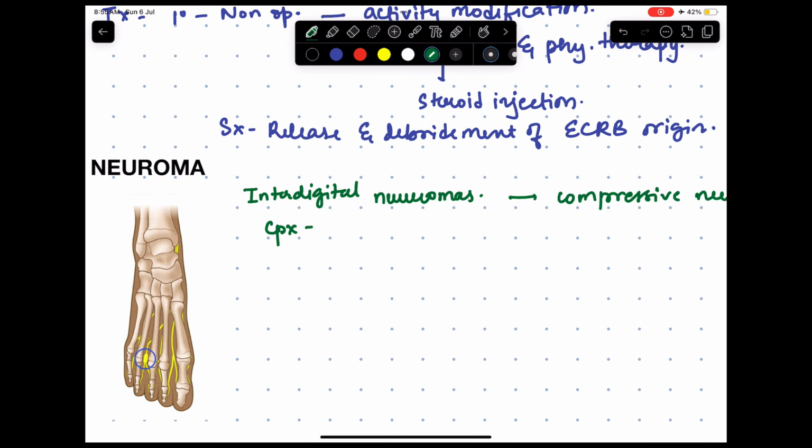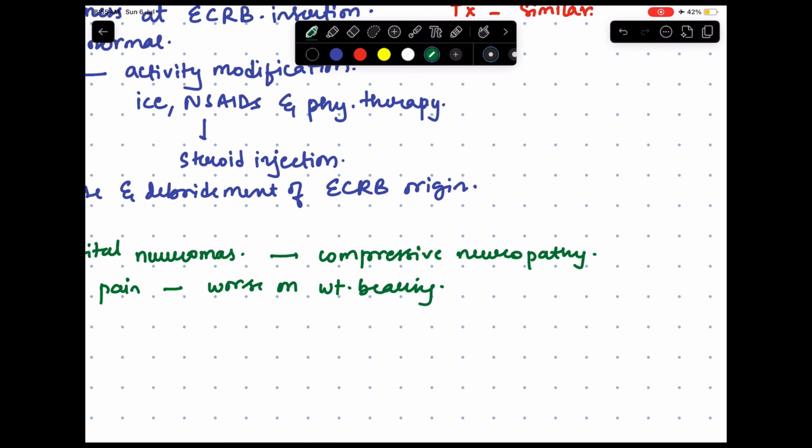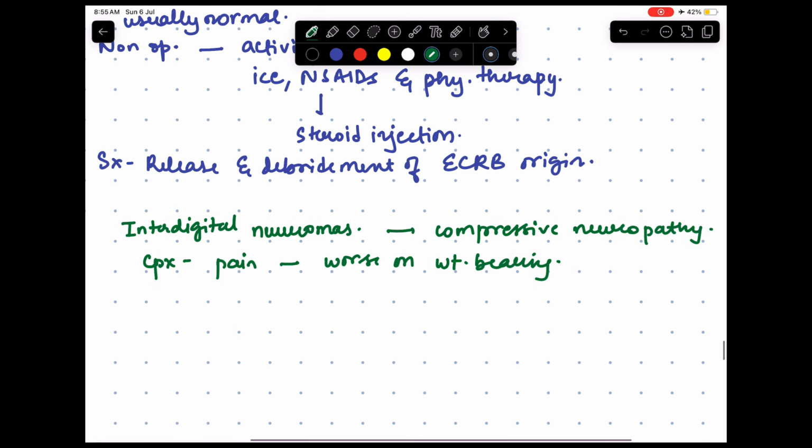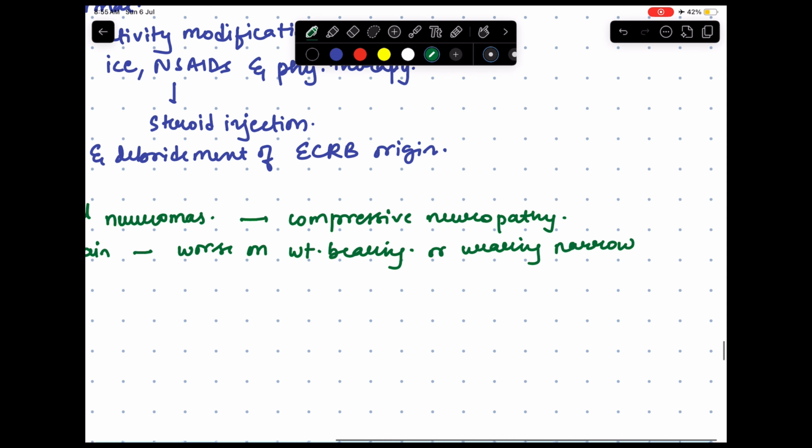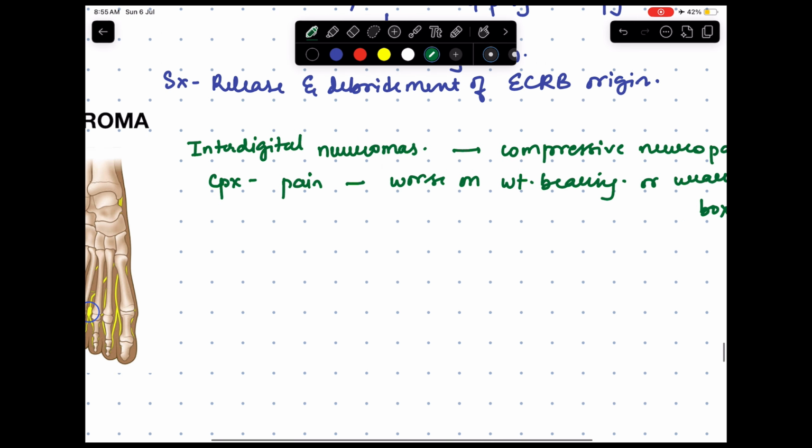Now the clinical presentation. The patient will describe the sensation as walking on pebbles. It worsens on weight bearing. It is more common in women. The pain would be a sharp burning forefoot pain. It can radiate to the toes also, especially the third and fourth toe. It is also seen when the patient is wearing tight shoes. Paresthesias can also be seen, so basically a tingling sensation would be there in the plantar aspect of the foot.